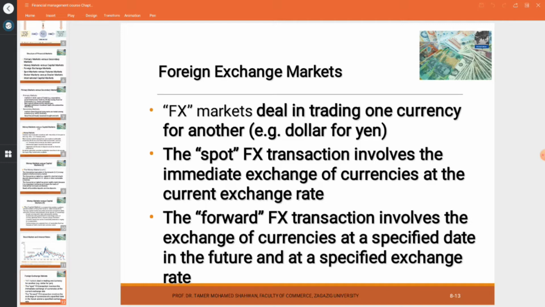Forward FX market means that we are going to exchange 2 currencies at a specified date in the future at a specified exchange rate. That is, we are signing a contract. This contract enables us to trade between 2 currencies at a specified exchange rate, but the delivery will be done on a specified date in the future. This is called the forward FX. Again, the forward FX transaction involves the exchange of currencies at a specified date in the future at a specified exchange rate. This is called the forward FX market.